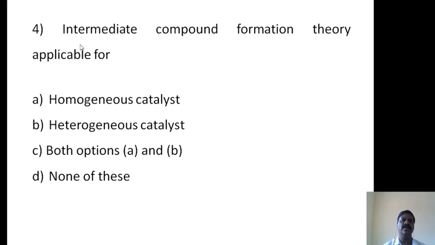Then the fourth one: the intermediate compound formation theory is applicable for A, homogeneous catalyst; B, heterogeneous catalyst; C, both options A and B; and D option, none of these. I give just 10 seconds for you. You have to choose the correct answer.